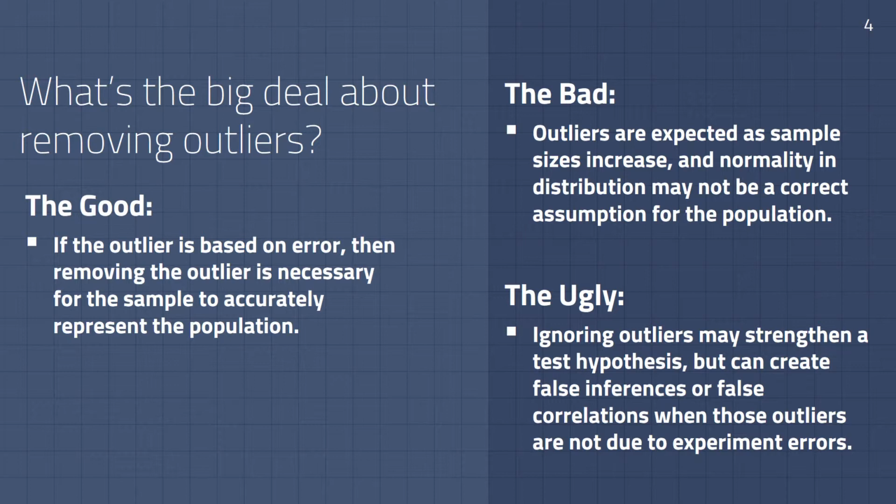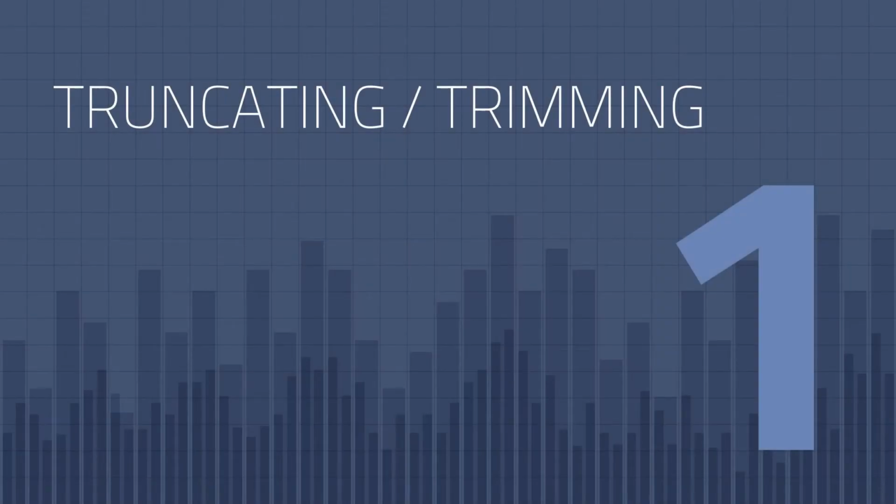The bad is that sometimes outliers are expected as sample sizes increase, and sometimes you're assuming a normal distribution when there's not one. So taking your outliers out may not be accurately reflecting your population. The ugly is some folks are really wanting their test hypothesis to work out, and if they just remove that outlier, then all of a sudden the correlation that they were looking for is there. But you've got to be mindful that that can create false inferences, false correlations, when those outliers are especially not due to experimental errors. So there's two ways we can look at taking some outliers out.